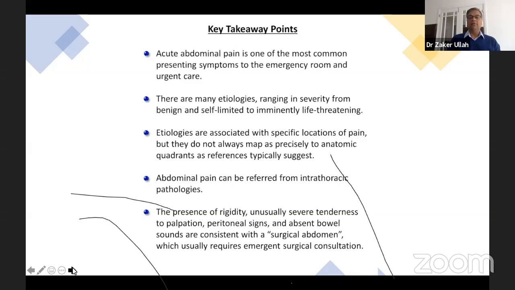Abdominal pain can be referred from the intrathoracic region as well. And the presence of rigidity, usually severe tenderness to palpation, peritoneal signs, and absence of bowel sounds are consistent with a surgical abdomen, which usually requires emergency surgical treatment.